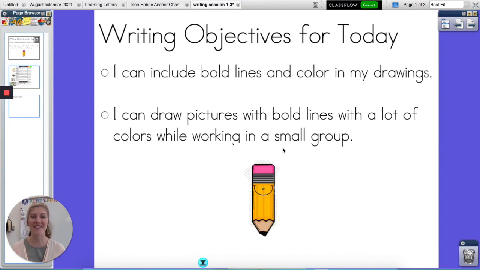Hi Husky Writers, here are the writing objectives for today. I can include bold lines and color in my drawings, and I can draw pictures with bold lines with a lot of colors while working in a small group. Let's get started with our learning.